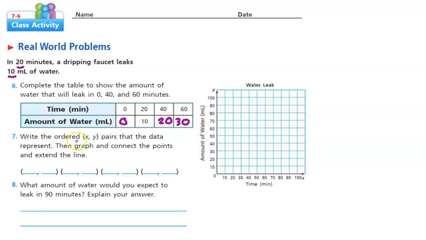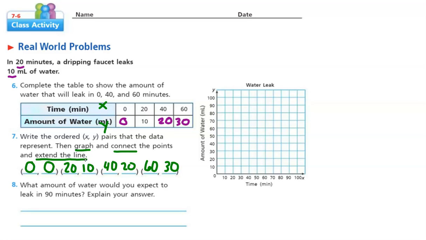Now it wants you to write your ordered pairs that the data represent. So same as we've been doing before. That's your X coordinate. This is your Y coordinate. So the first one would be 0, 0. Then we'd have 20, 10. Then we'd have 40, 20. And then we'd have 60, 30. So this tells us to graph and then connect the points. And it even wants us to extend the line. So we're going to do all of that.